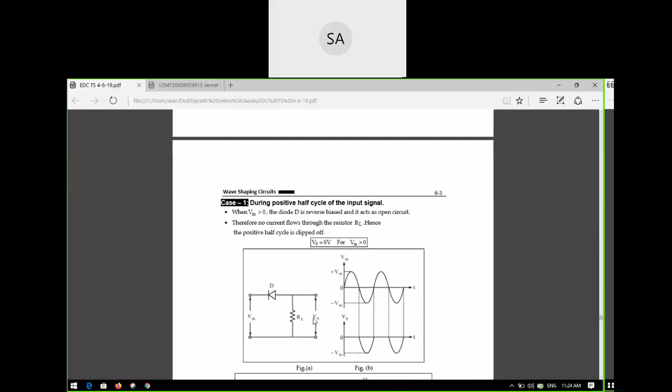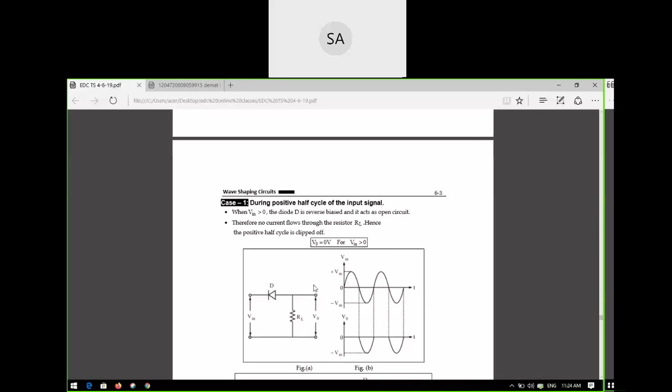So most of the time there are two cases: the positive half cycle case and the negative half cycle case. First, consider the positive half cycle of the input signal. What is the meaning of the positive half cycle of the input signal? It is this portion. This is the portion of the input signal you are applying. Now you are considering this portion.